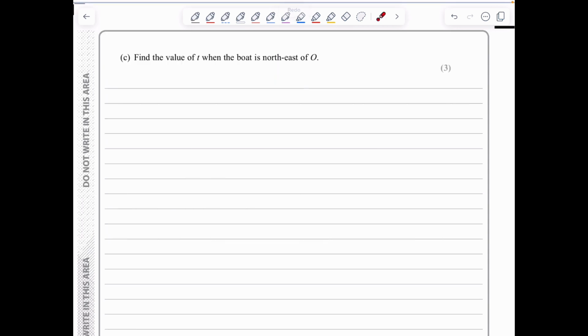In part C, we need to find the value of t when the boat is northeast of the origin. So I will start by drawing north, south, east, west. The position of the boat is northeast of the origin, so along this way here, so halfway through, which is at 45 degrees. This means that the vertical component and the horizontal component are the same, so I could put 1 and 1, which means that the position vector we just found is parallel to the vector 1, 1.